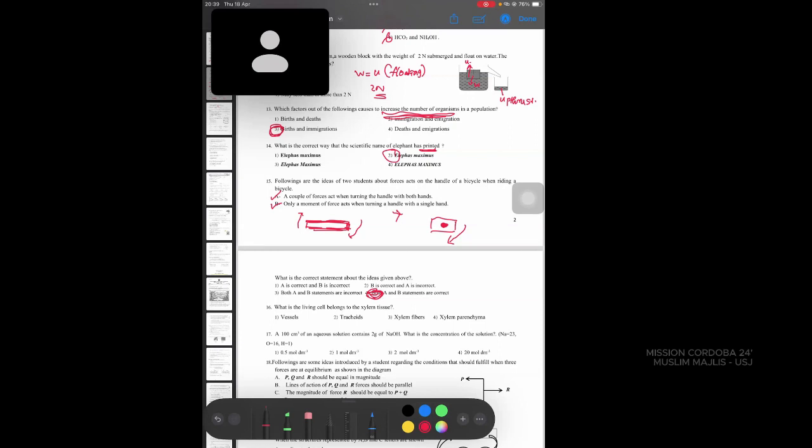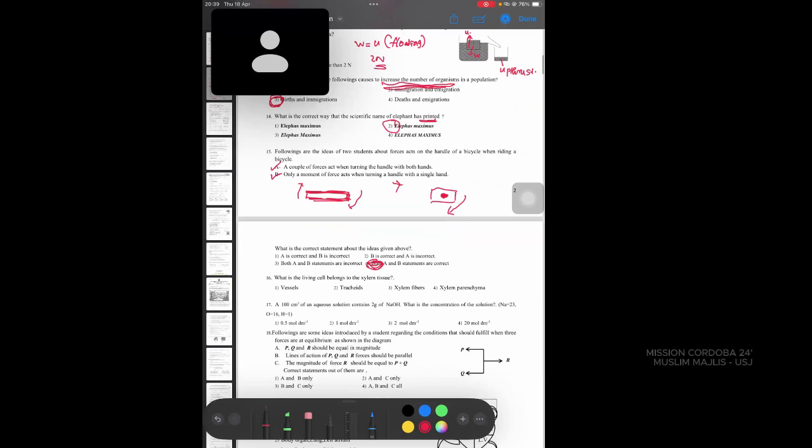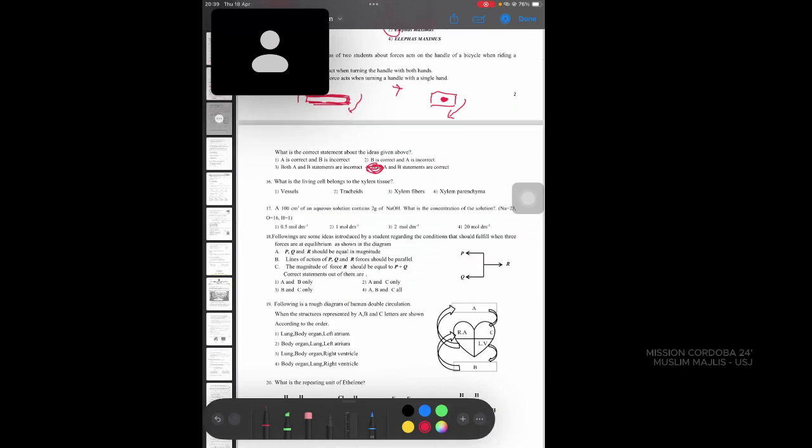Yes, sir. Good. Okay. What is the living cell in xylem? Now xylem has 4 cells: vessel elements, fibers, parenchyma, and what is the last one? Tracheids. Okay. So out of the 4, only xylem parenchyma is living.